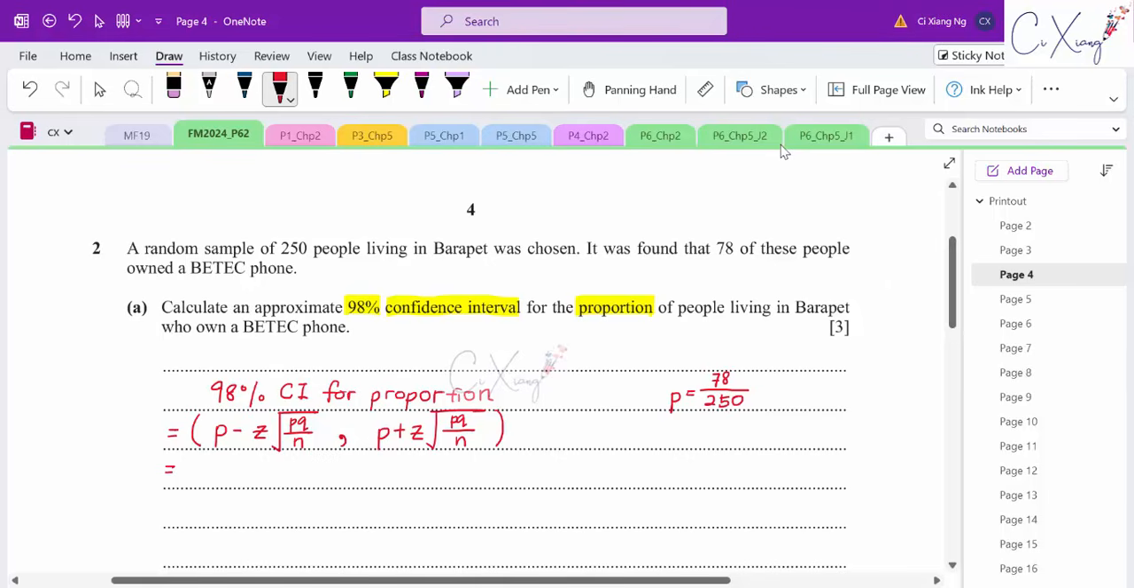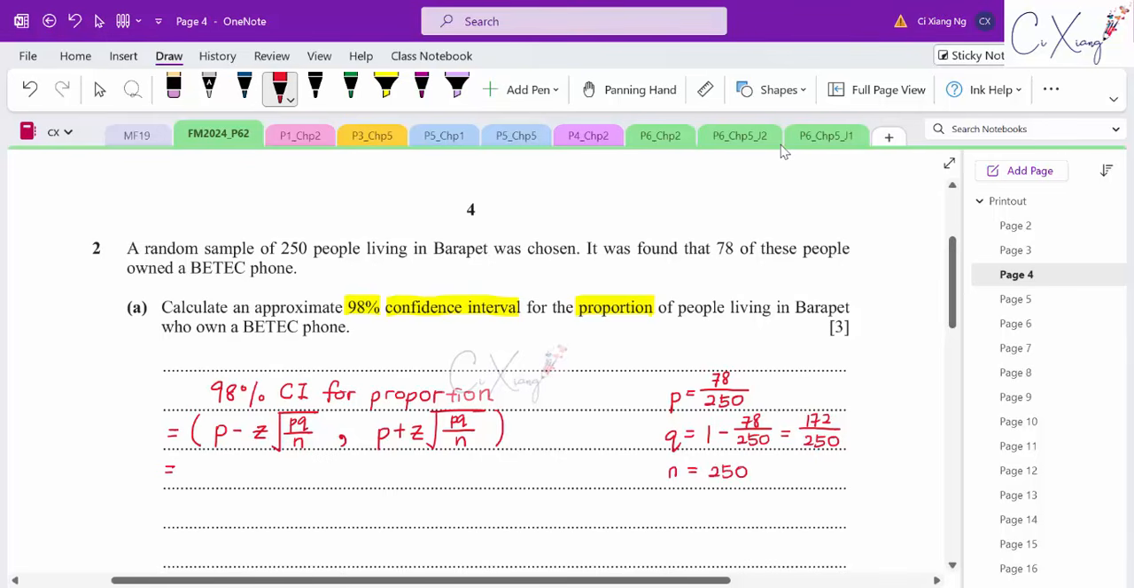Okay, all right, then what's the Q? For the Q, it means it is 1 minus P. So 1 minus P, and your Q should be 172 over 250. Okay, then N is very obvious. The total number of people in this area is 250.